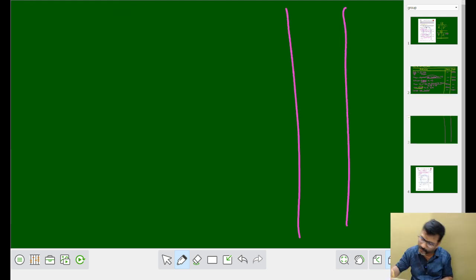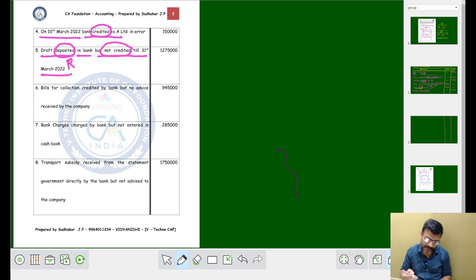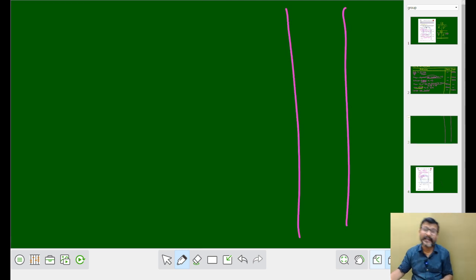Let me move on to the next page. See my dear kids, after this we have a 6th point. Bills for collection credited. What have they mentioned? Credited by the bank, but no advice received by the company. No advice received by the company means no entry in the cash book. Okay. Now, bills for collection credited. When it is credited, where do we have to take it? We have to take it on the opposite side. Opposite side means debit side. The point number is 6.